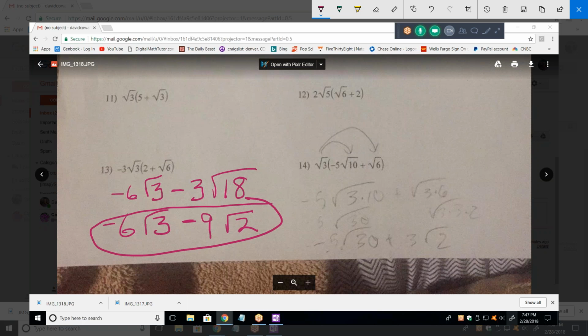And you want me to check your answer here? Let's see. It looks like you got minus 5 root 30 plus root 18, which is 3 root 2. And, you know, that's correct. That actually does not simplify.